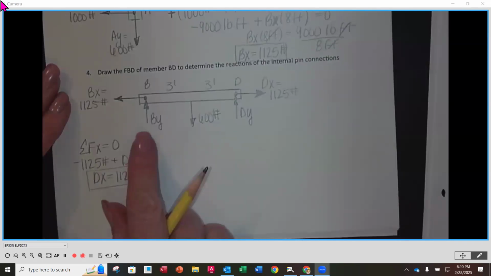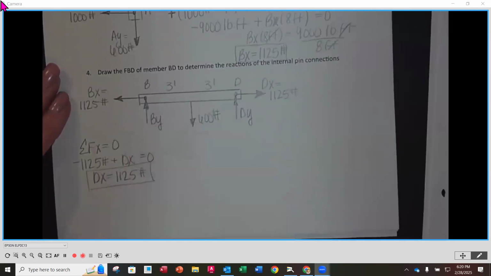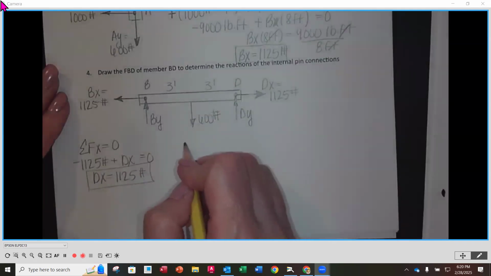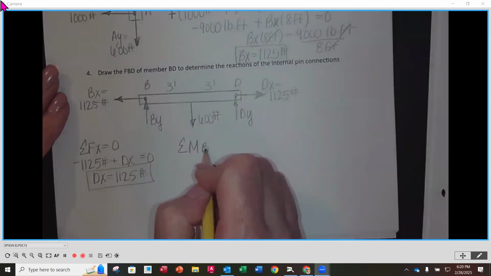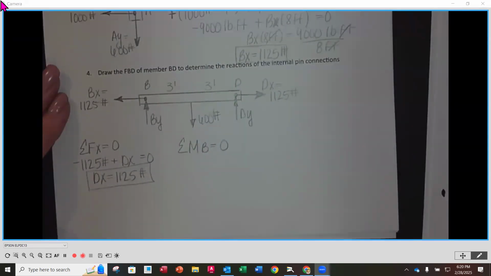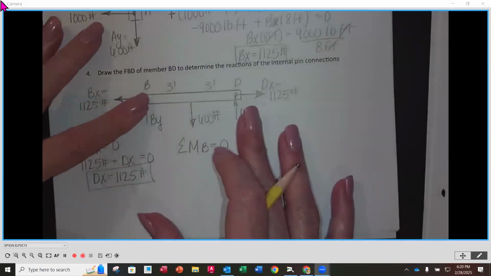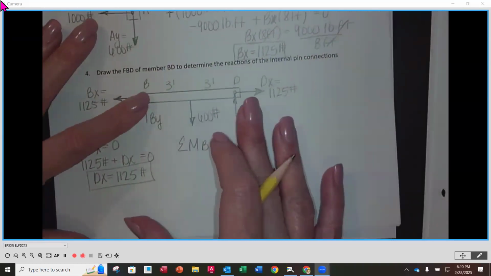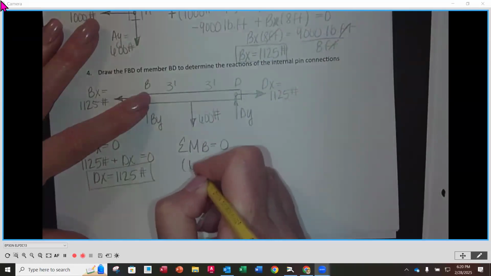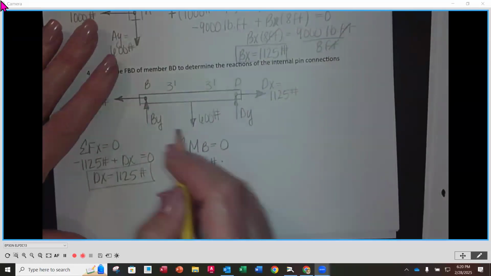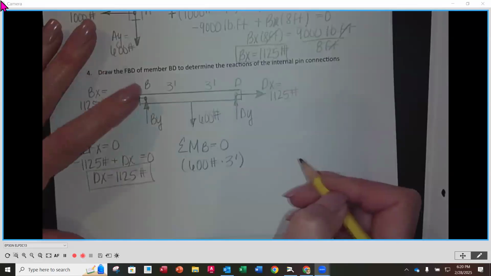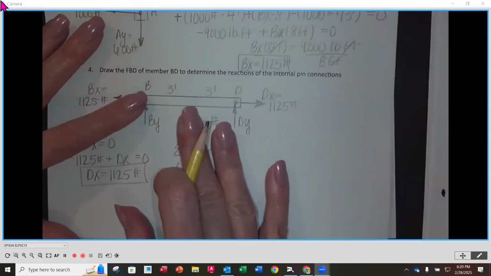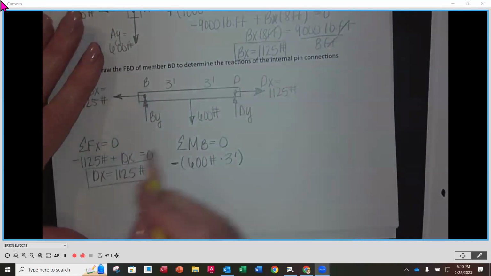Okay. Sum of the forces in the y, we're going to have two unknowns. So instead of jumping to that one, I'm going to sum the moments around either B or D to eliminate one of them. So I'm going to say sum of my moments around B equal to 0. I'm going to put my finger on B and rotate in the direction of my offset forces. So I'm going to have 600 pounds times perpendicular distance, 3 feet. It's going to rotate clockwise. So that's going to be a negative out front.